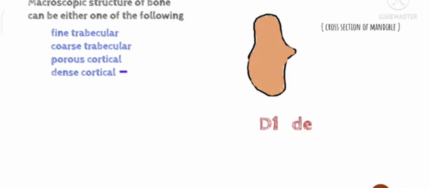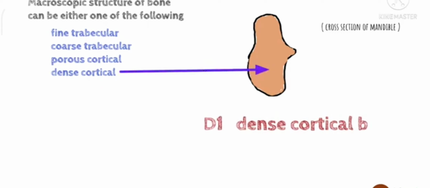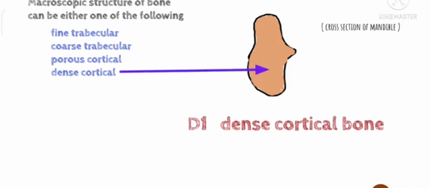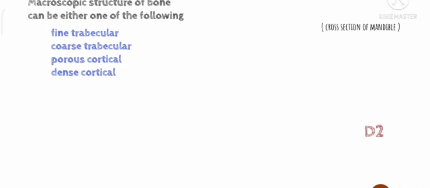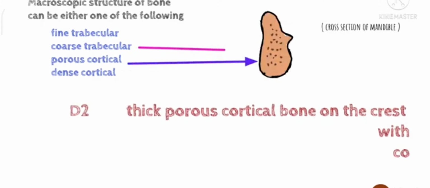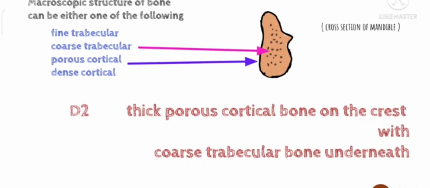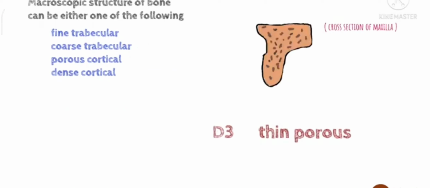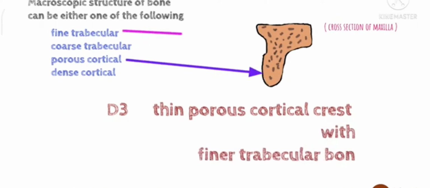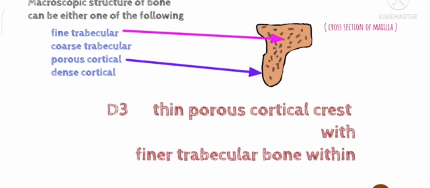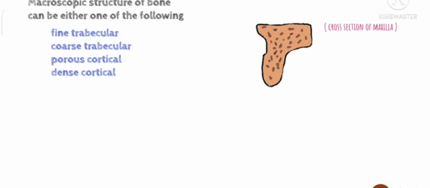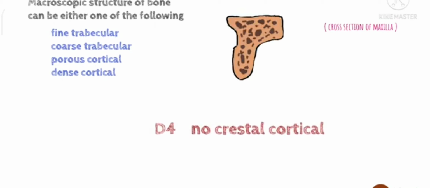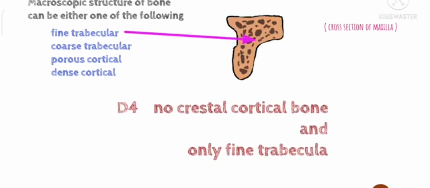When there is primarily dense cortical bone, it is denoted as D1. When there is thick porous cortical bone on the outer crest with coarse trabecular bone underneath, it is denoted as D2. When there is thin porous cortical crest with finer trabecular within, then it is D3. When there is no crestal cortical bone, only fine trabecular bone inside, which occupies almost total bone volume, it is D4.